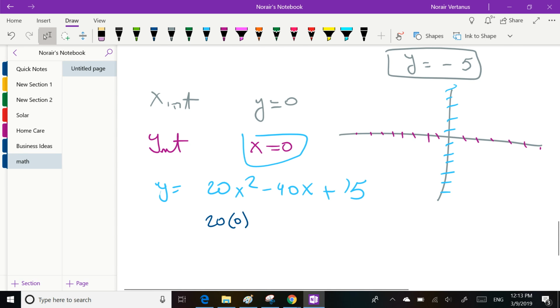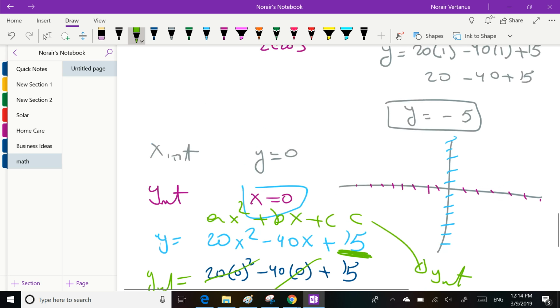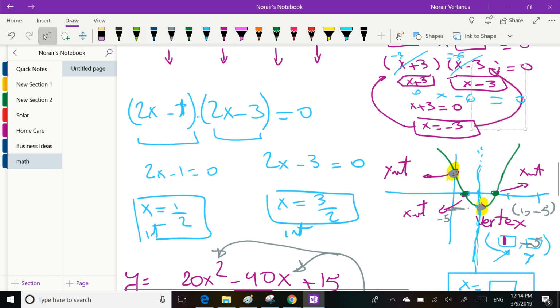So that's going to be 20 times 0 squared minus 40 times 0 plus 15. And this is simple. Now, you're going to find the pattern here. 0 cancels everything, only the c is left. So always the c is equal to the y-intercept. Remember ax squared plus bx plus c, so c is equal to the y-intercept. So because we put x equal to 0, y is equal to 15. So that means this is 15.